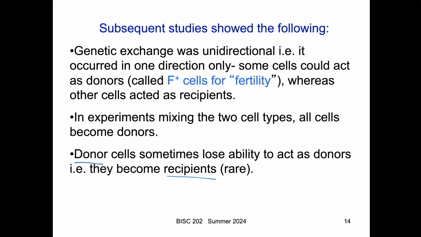So it's a one-way kind of transaction. And they called the ones that were donors F+ cells. F stands for fertility. They were thinking of it in terms of being fertile, sharing your DNA, etc. But what's really interesting is that at the end of the experiment, all the cells were donors. And that's kind of an interesting thing, and it's related to how the whole process worked.